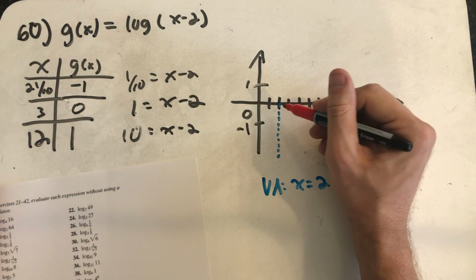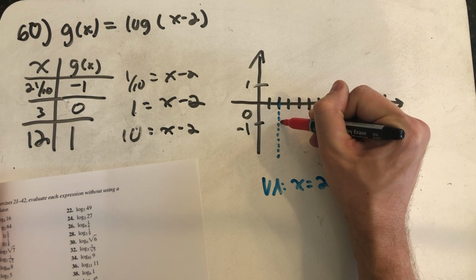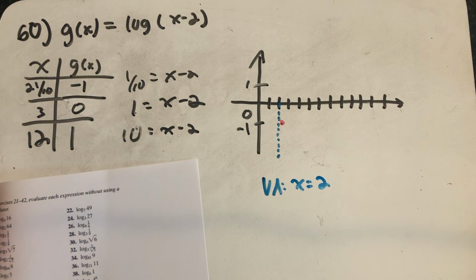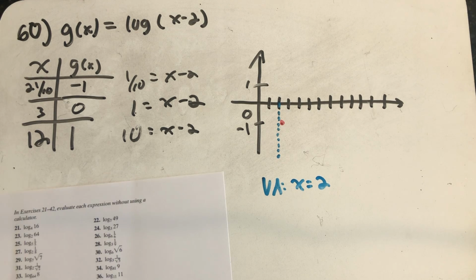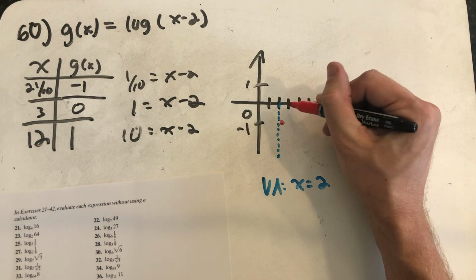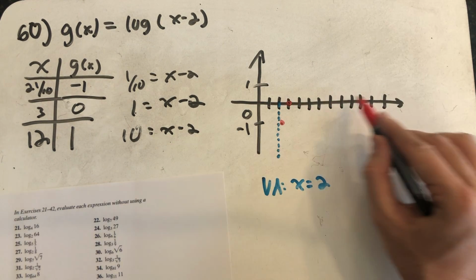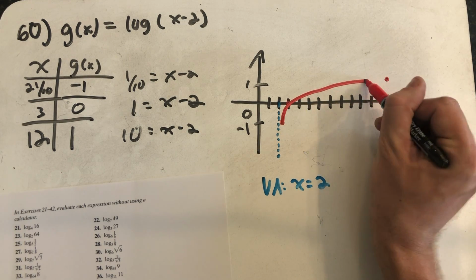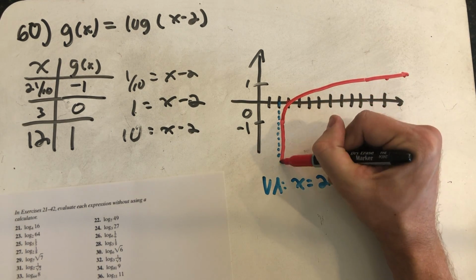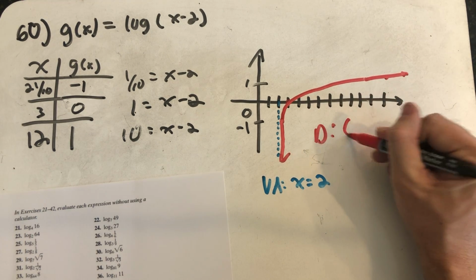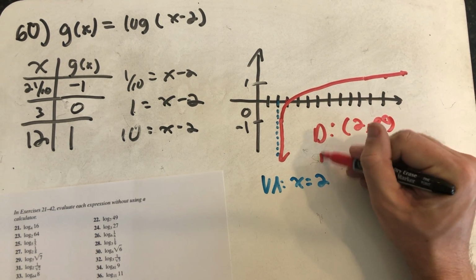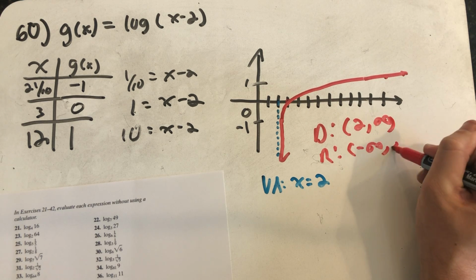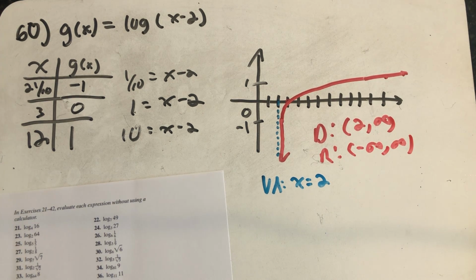And now I can just plot these points. At 2.1, so just almost on that asymptote, just barely to its right, I get that point down at minus 1. 3, 0, and go all the way to 12 and up to 1. And there's that logarithmic function. Oh, I'm going to write its domain down just because I feel like it. I'm going to write its range down just because I feel like it. So that gets us through problem number 60.